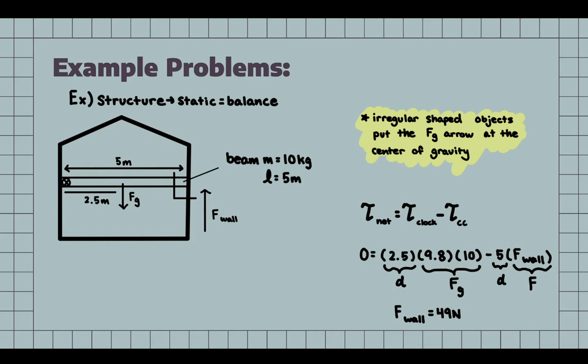Lastly, we found the counterclockwise torque part, which will be 5 times force of wall, which will be the value we need to find. After we find the values of everything and isolate the force of wall, we will get the answer as 49 newtons of force.